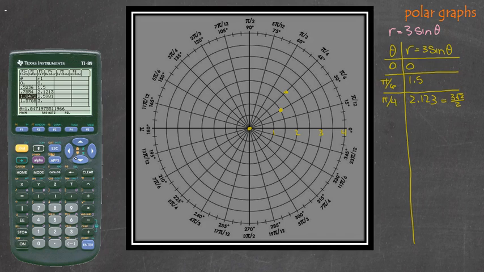My next common angle is 60, or pi over 3. So I'm going to ask it to ask me. Okay, pi divided by 3 is 2.5918.